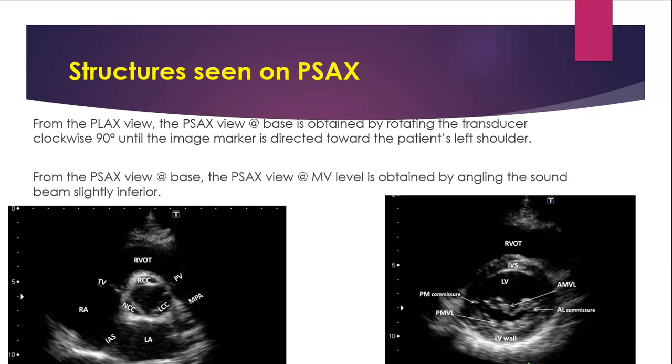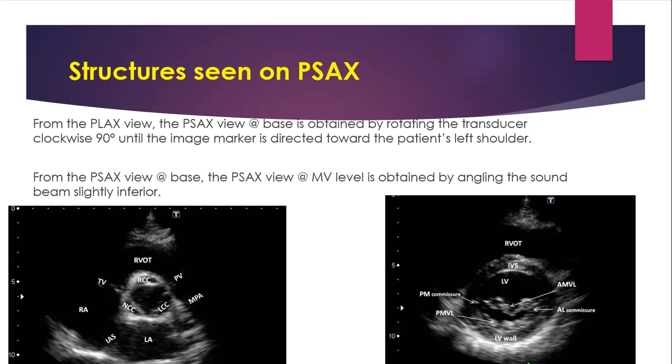The probe is still at the fourth, fifth intercostal space, mid-clavicular line, pointing to the right shoulder. Now you twist it slowly until it points to the left shoulder. It makes a 90-degree clockwise rotation. From this you will be able to see the base of the heart. That is the parasternal short axis view.